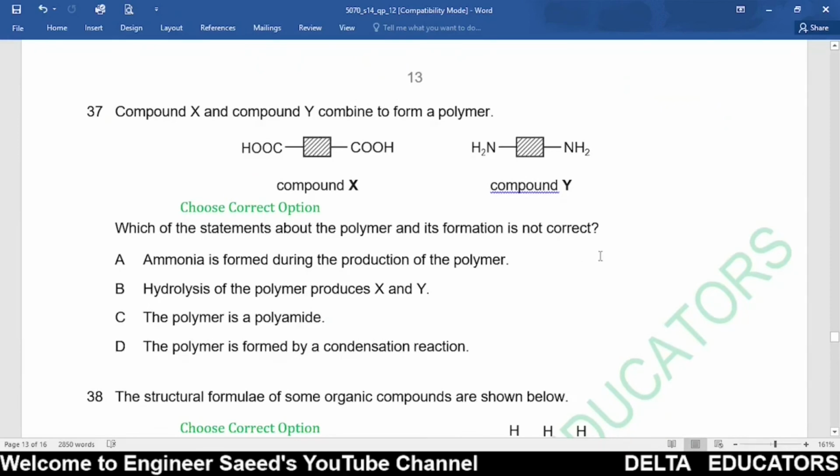Question number 37. Compound X and Y combine to form a polymer. Which of the statements about the polymer and its formation is not correct?